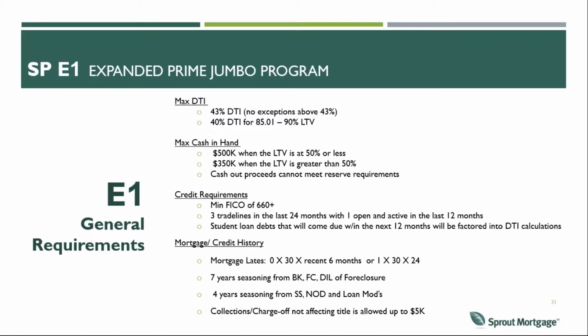Mortgage and credit history. All right, let's talk about this for a second. There are no mortgage late payments allowed in the most recent 6 months, and then no more than a 1 times 30 in the last 24 months. 7 years seasoning from bankruptcy, foreclosure, and deed in lieu. 4 years seasoning from short sales and loan modifications. Collections and charge-offs that do not affect title are allowed up to $5,000.